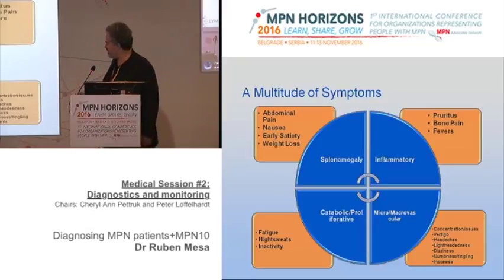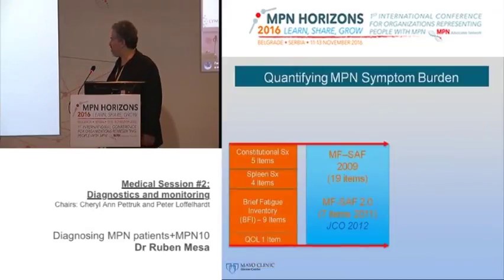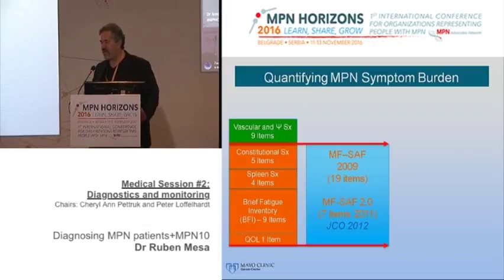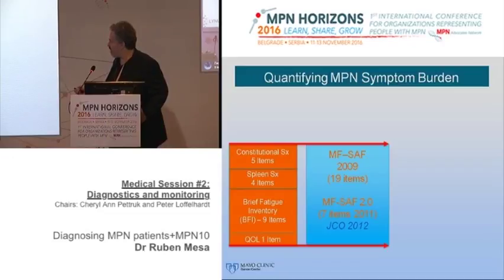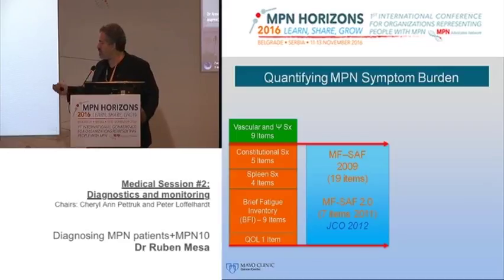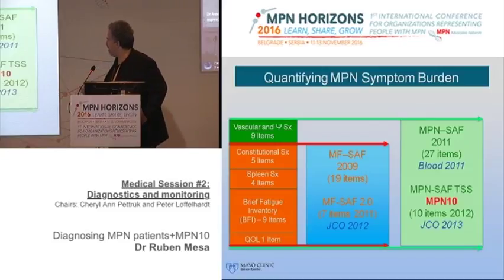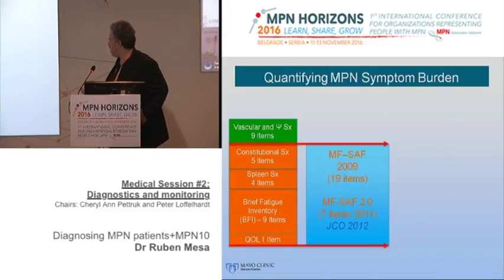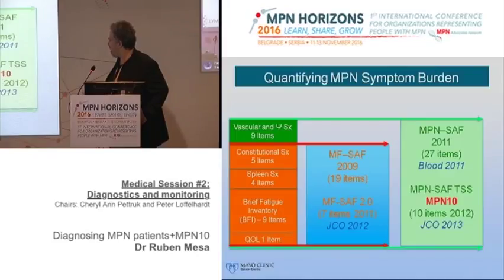And then finally, there are the symptoms really related to the issues of blood flow. To try to quantify these, our group had been really working with many of our colleagues to try to quantify these difficulties. We developed the Myelofibrosis Symptom Assessment Form to look at issues of constitutional symptoms, spleen, fatigue, and quality of life. We then added symptoms originating from a vascular risk and mood-related symptoms and created the MPN Symptom Assessment Form as well as the 10-item form.